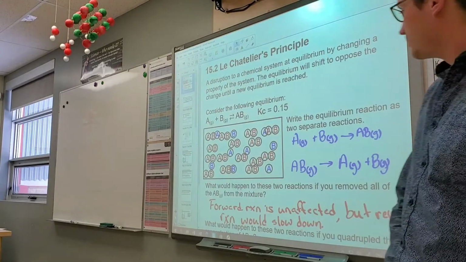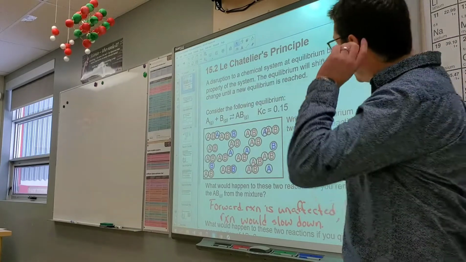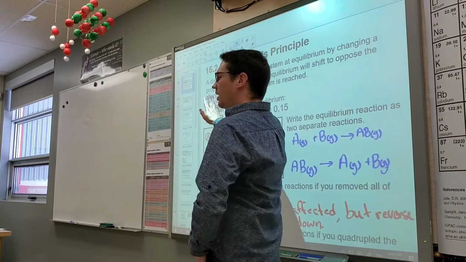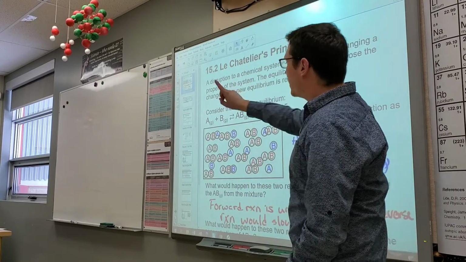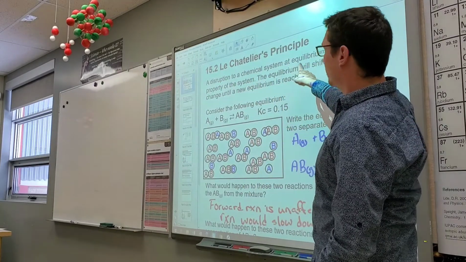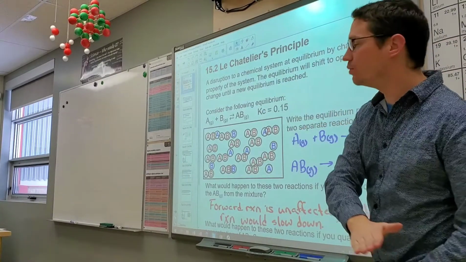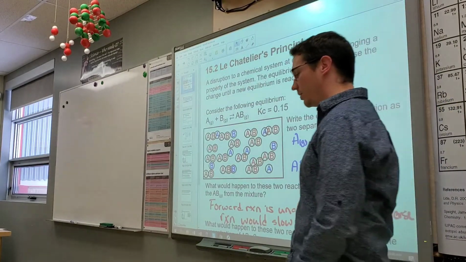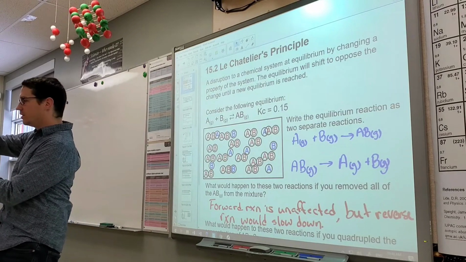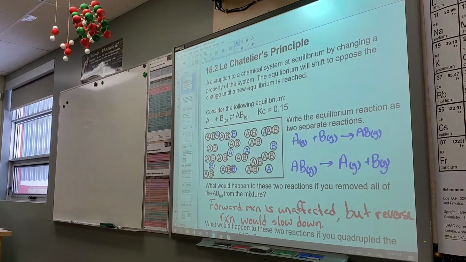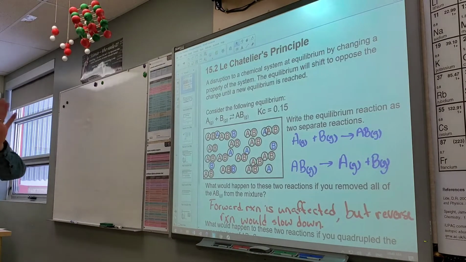Okay, so what I want to stress right now is that Le Chatelier's principle says if there's a disruption in a chemical system at equilibrium, the equilibrium will shift to oppose the change, to a new equilibrium, okay? So basically, if I add a compound to an equilibrium, the equilibrium will shift to use it up. You added it, so it's going to try and use it up.